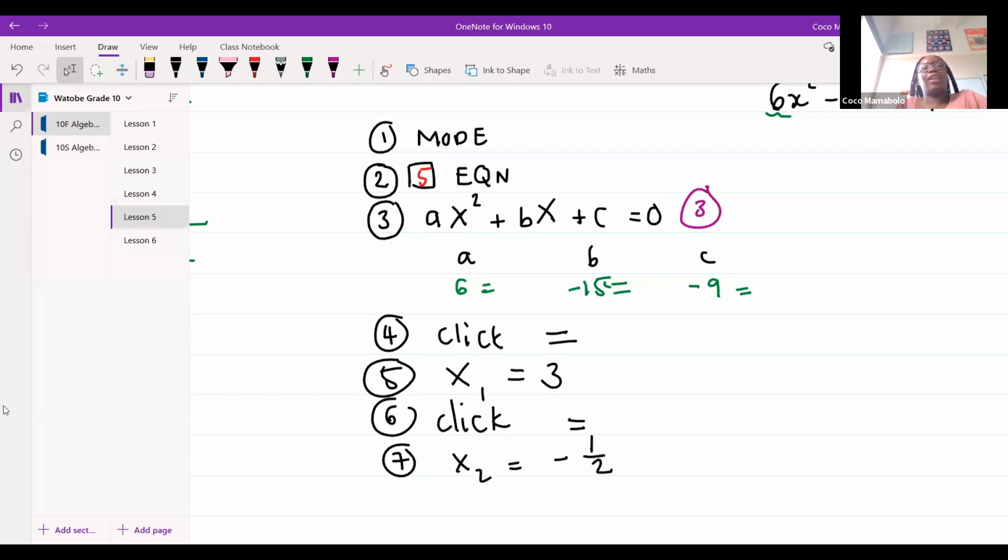Nobuhle is like, I don't see any of this, ma'am. Okay. Nobuhle, do you have the calculator that I'm talking about? Because if you do, then it should be quite easy for you to see. Okay, if you don't, that's perfectly fine.